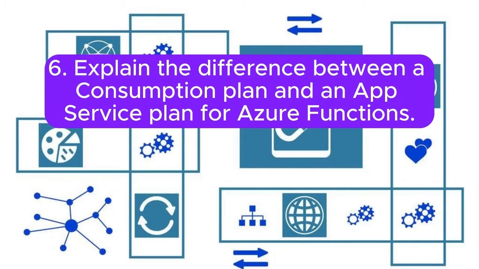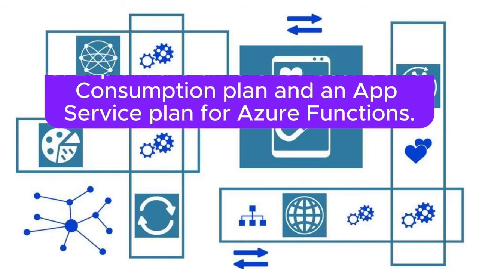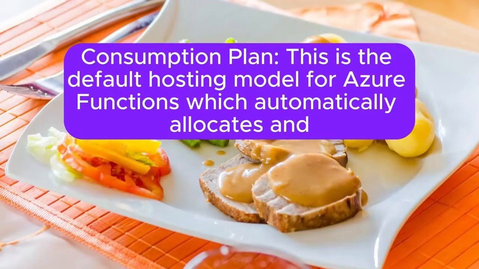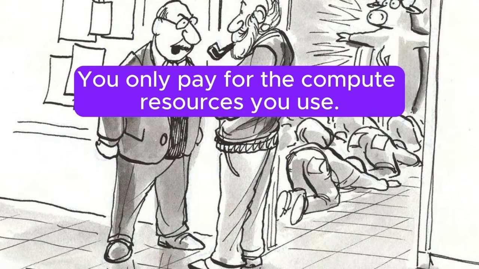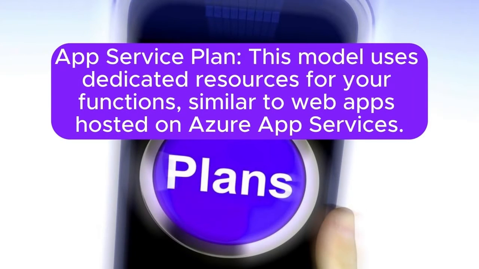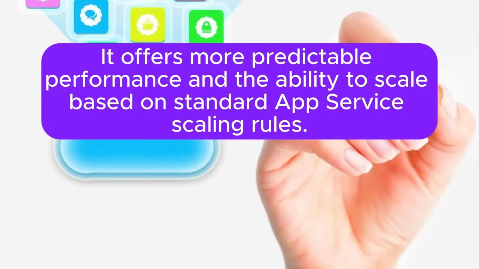6. Explain the difference between a consumption plan and an App Service plan for Azure Functions. Answer. Consumption plan. This is the default hosting model for Azure Functions, which automatically allocates and scales compute power based on the number of incoming event triggers. You only pay for the compute resources you use. App Service Plan. This model uses dedicated resources for your functions, similar to web apps hosted on Azure App Services. It offers more predictable performance and the ability to scale based on standard App Service scaling rules.